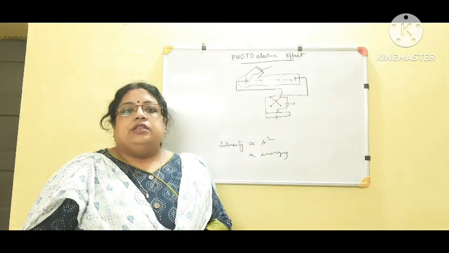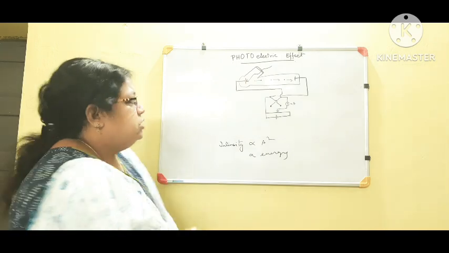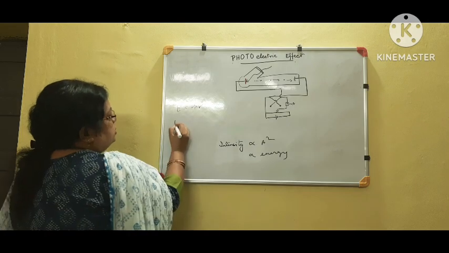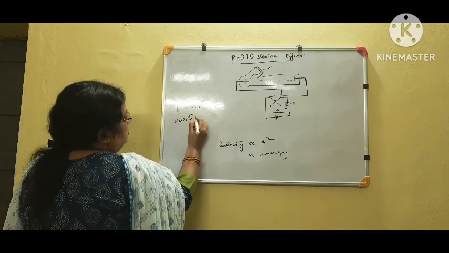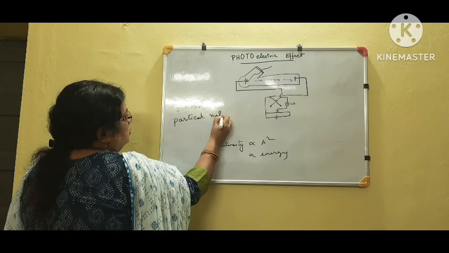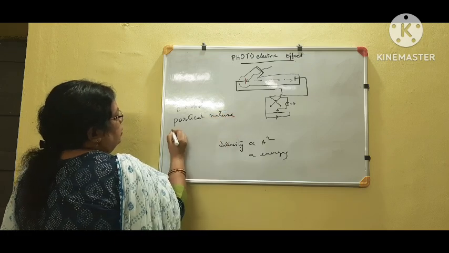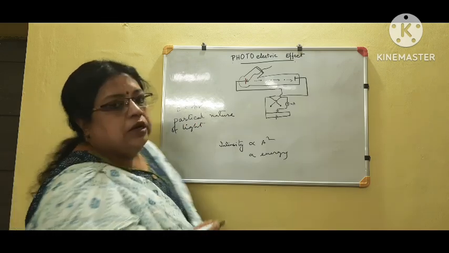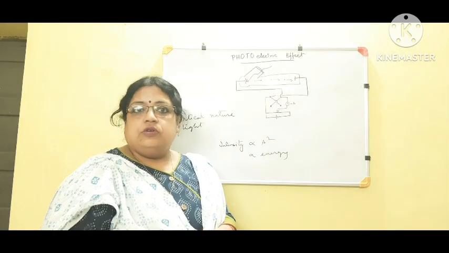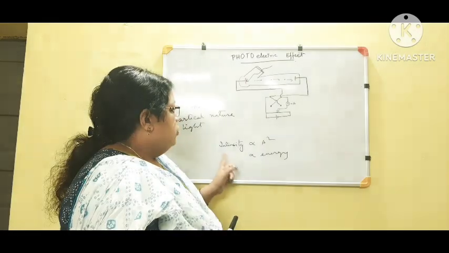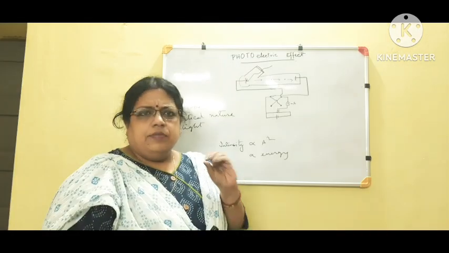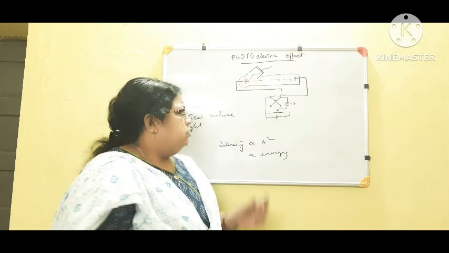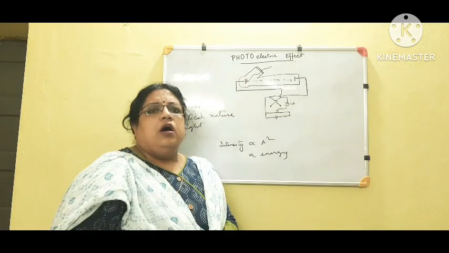From Einstein's theory, energy is equal to h nu, and the particle nature of light can explain it, and that is where the concept of photons comes in. It will explain the photoelectric effect. In this video, I am just summarizing the phenomenon, that is, the particle nature of light.